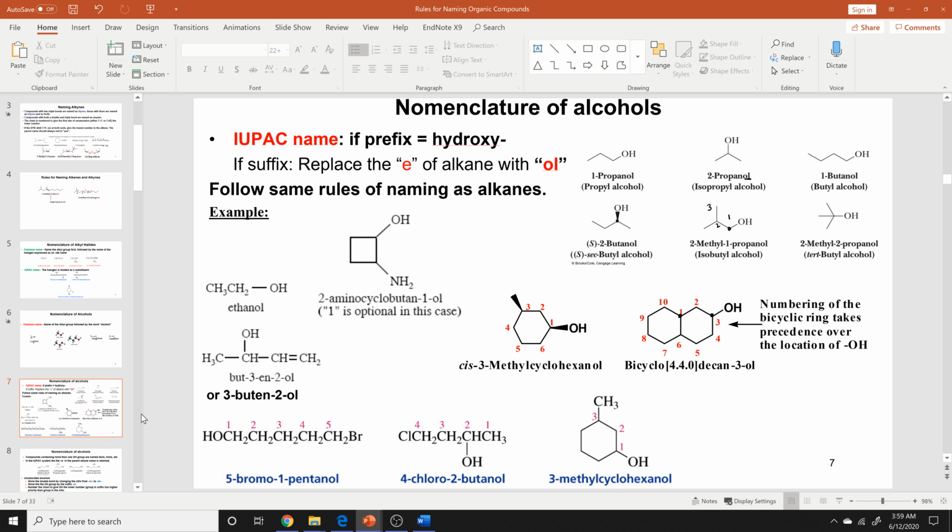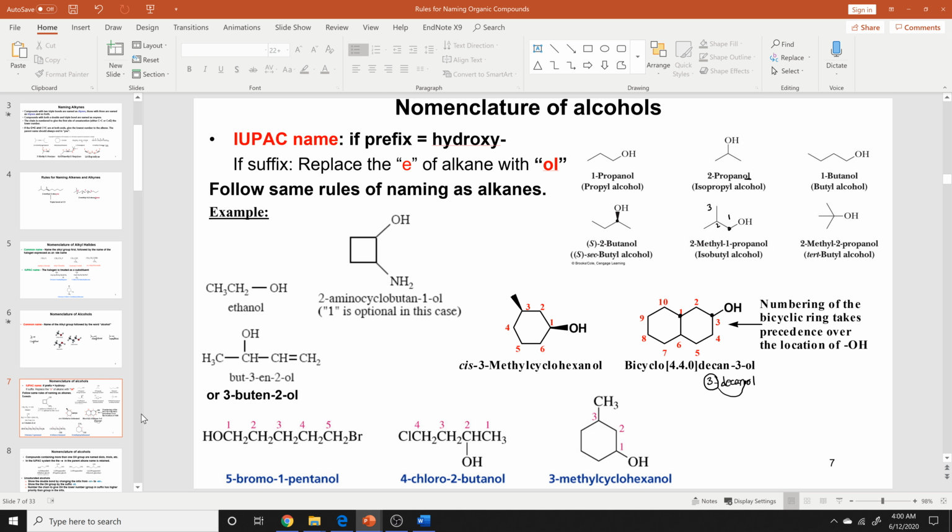Now on carbon number 3, I have my alcohol. So I could have said bicyclo 4.4.0 3-decanol. I could have done this. I could have said that this is a 3-decanol, or I can take that 3 and put it between the decan, the parent name, and the ol. Either one of those is correct.